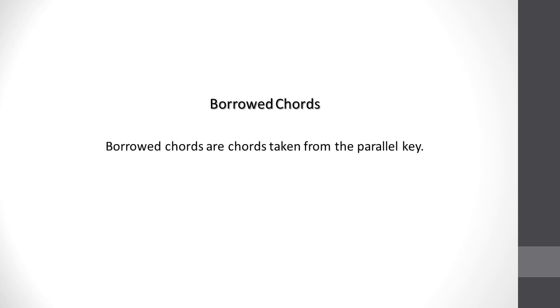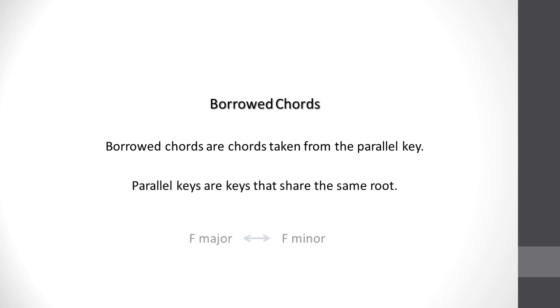A very common form of chromatic chord substitution is substitution using borrowed chords. Borrowed chords are chords taken from the parallel key. Parallel keys are keys that share the same root. For example, F major and F minor are parallel keys because they share the same root F.